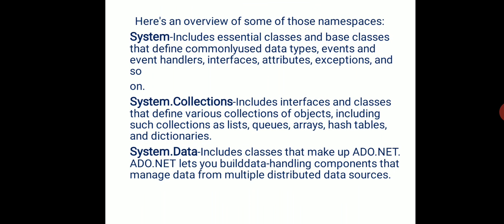Okay. So next one, System.Data. It includes classes that make up ADO.NET. ADO.NET lets you build data handling components that manage data from multiple distributed data sources. So ADO.NET is also a technology like VB.NET, and this System.Data will allow you to add some data that manage data from multiple distributed data sources. Distributed data means a distributed system, which is computers on a network. So distributed data means data on different networked computers.